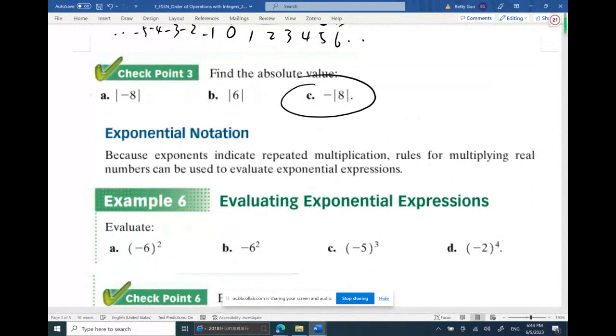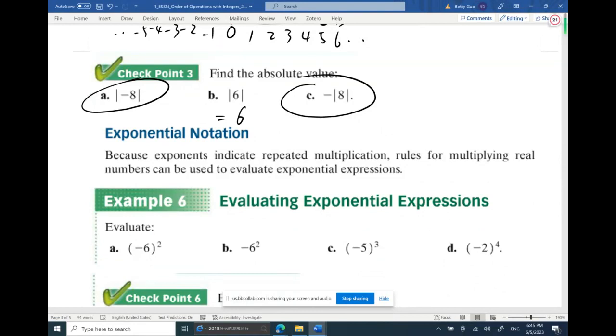This question. How do we differentiate between those two expressions, A and C? Part B is easy. Quickly tell me what is part B? 6. Yeah, 6. The distance between 6 and 0 is 6.